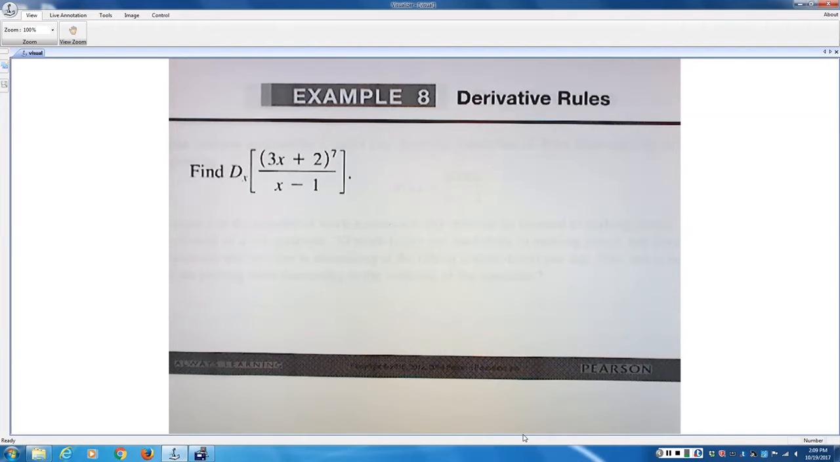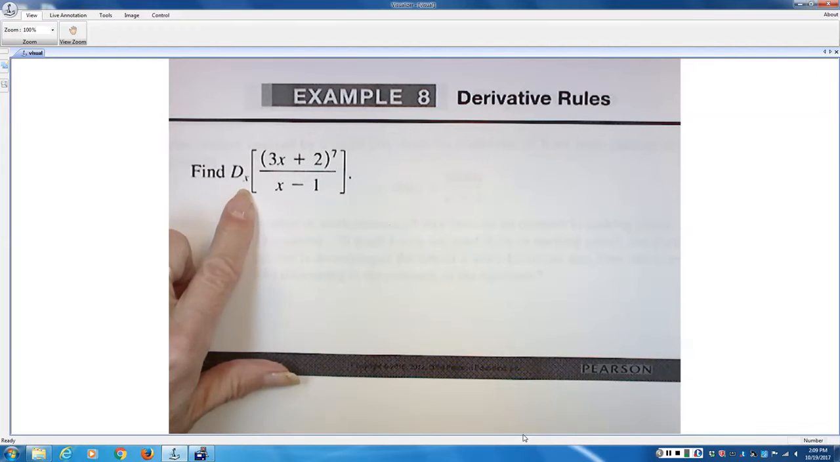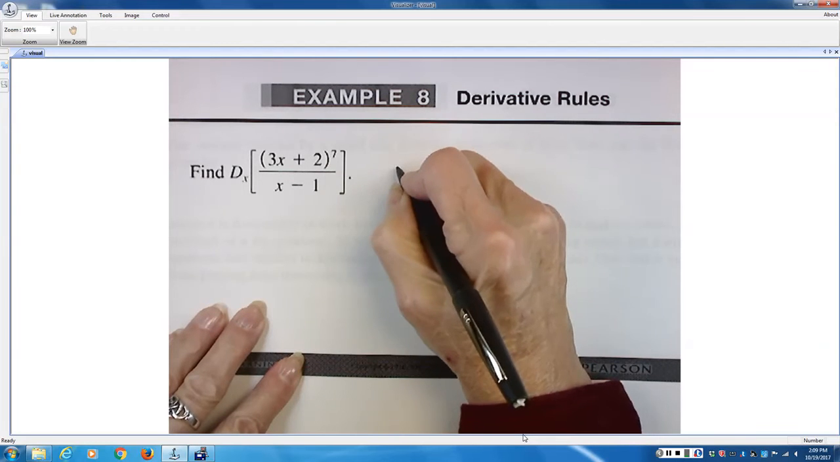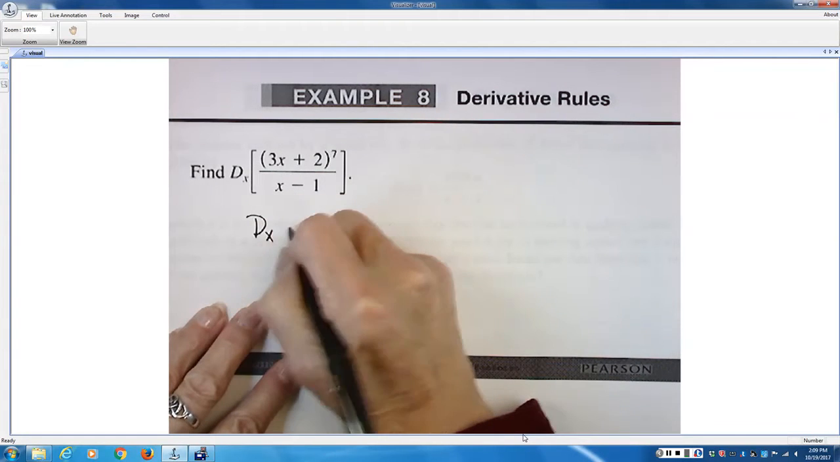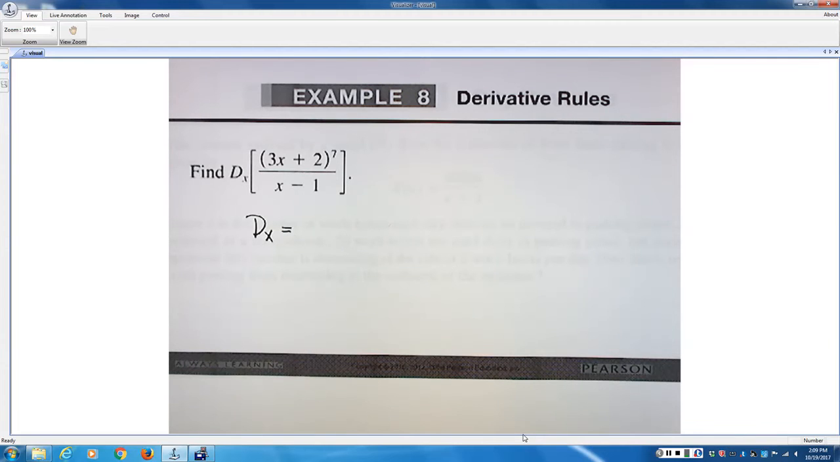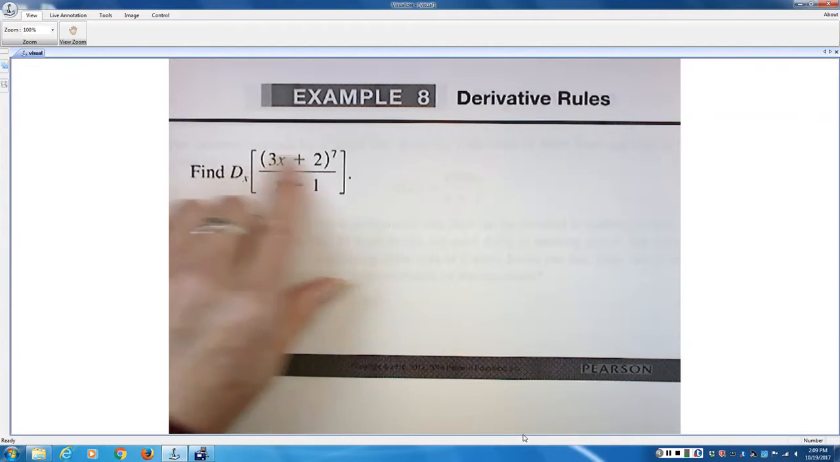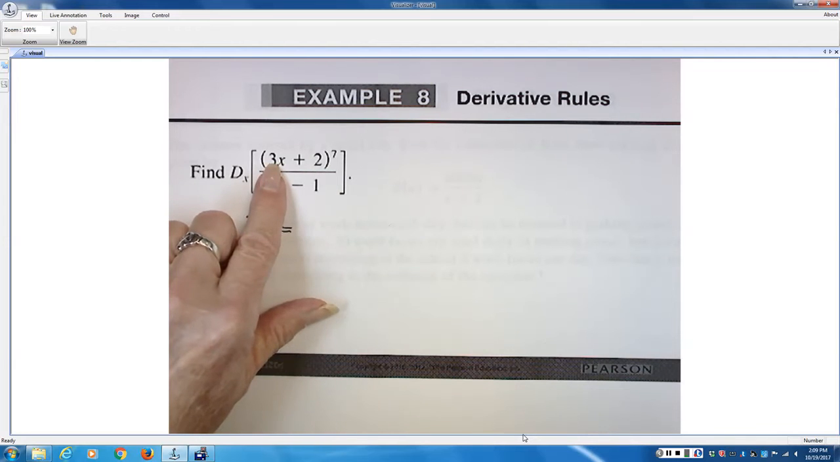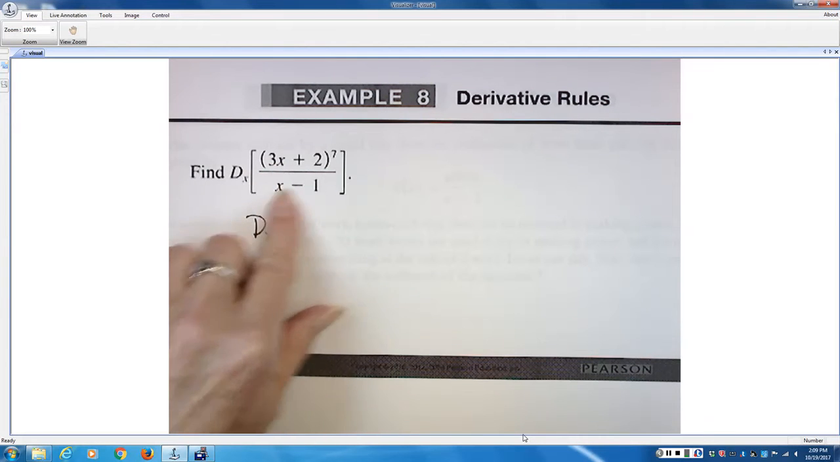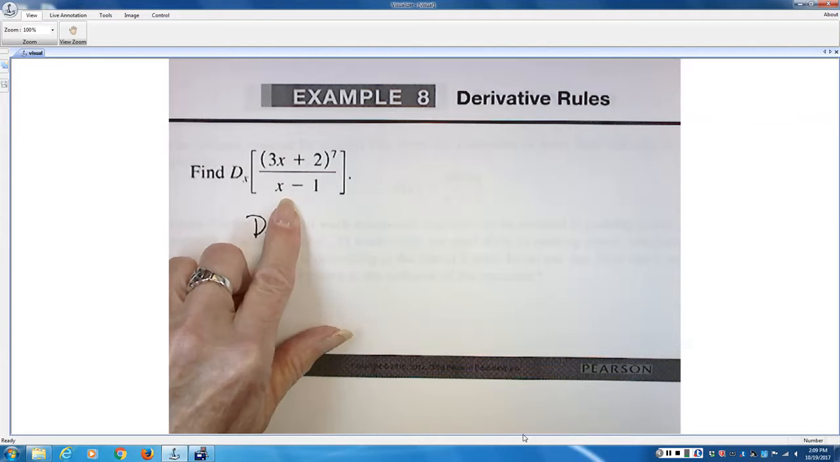Now, once again, this is not my favorite notation for a derivative, but it is legal notation for a derivative. D sub x means take the derivative of. Now you help me analyze this because this is what we were just talking about. What kind of rules do I need here? We need the quotient rule, that's right, because you have a numerator and a denominator, and the denominator is x minus 1, not just a number, but actually an expression.